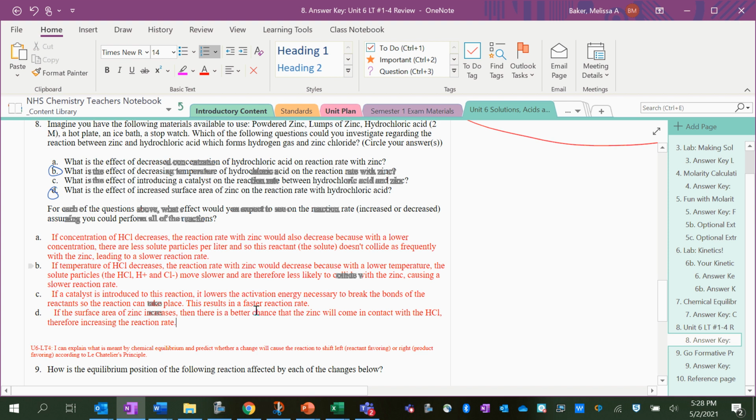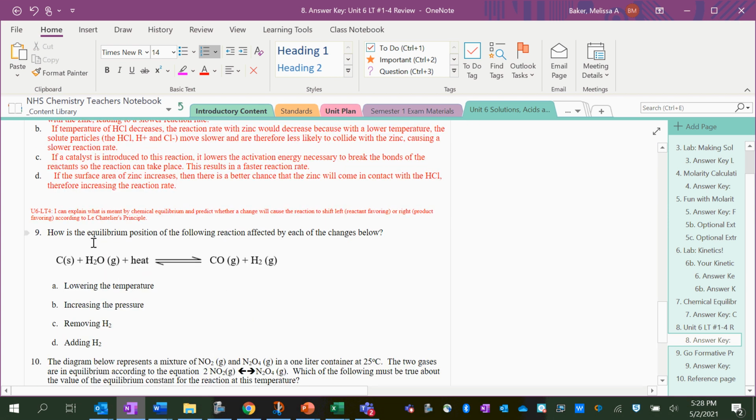Okay, then we're on the last one. I can explain what's meant by chemical equilibrium and predict whether a change will cause the reaction to shift left or shift right. Well, if something's in equilibrium, that means the rate of the forward reaction and the reverse reaction are the same. So once you put a stress on the system, then the equilibrium will shift to try to decrease the stress. So for this first one, if you lower the temperature, that's going to cause this to shift to the left.